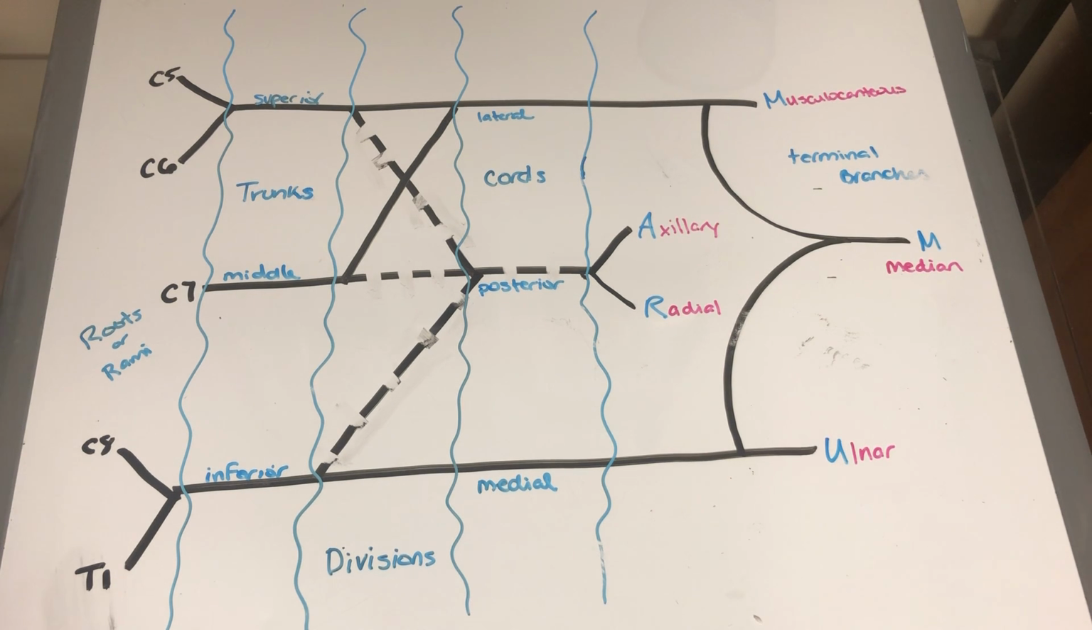So this is our basic drawing of the brachial plexus. And now I'm going to erase and redraw what we already have, and I'm going to draw in the nerves, and then I will explain what they all mean and where they come from.